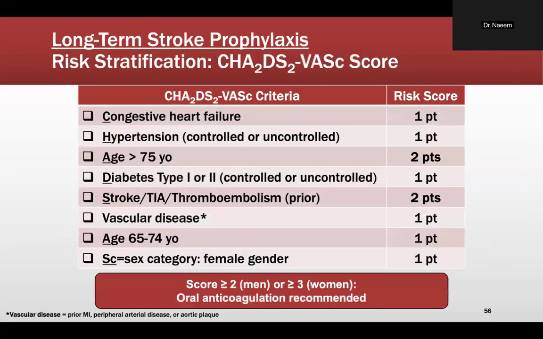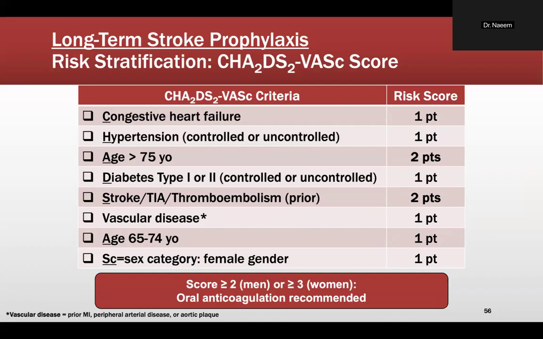So this is the CHA2DS2-VASc score. You can see factors for heart failure, hypertension, age, diabetes, stroke, TIA, thromboembolism, like a prior episode of that, vascular disease, and then gender. So there's a point automatically assigned for the female gender. You can see that a score of 2 or more for men or 3 or more for women is when we would start oral anticoagulation. And these are the agents that you already covered with Dr. Hall, DOACs, or potentially warfarin, but DOACs are preferred.